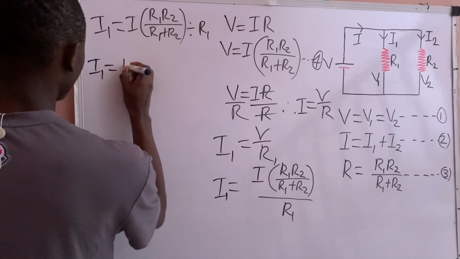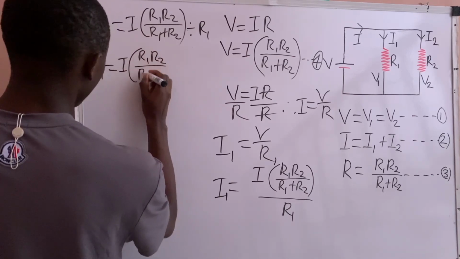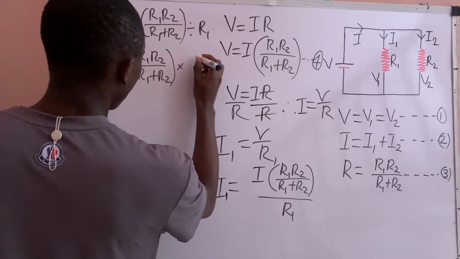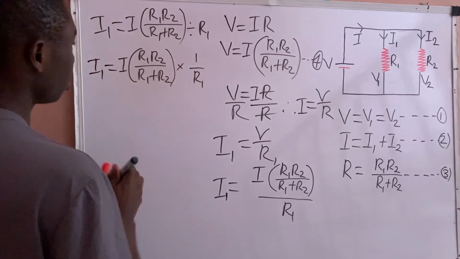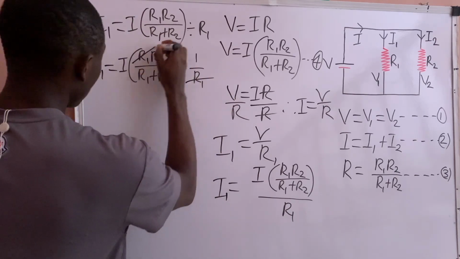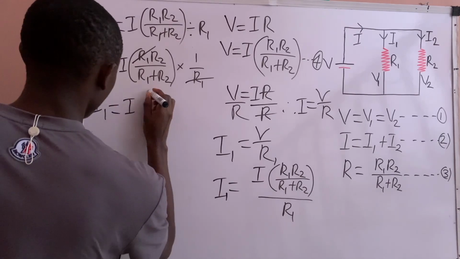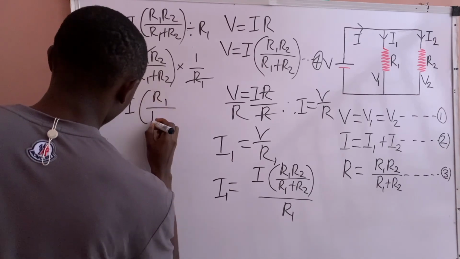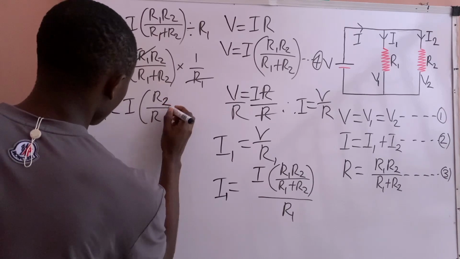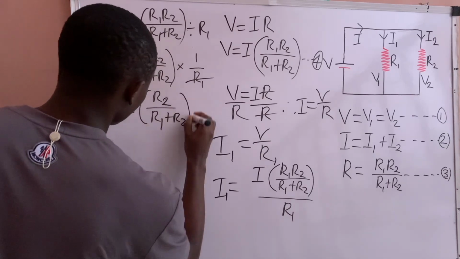which means I1 will now equal I all over R1, R2 all over R1 plus R2 times 1 all over R1. Are you seeing? So now at this point, R1 can cancel R1 here. So we are left with I1 equals I into bracket R2, because R1 cancels R1. We will be left with R2 all over R1 plus R2.